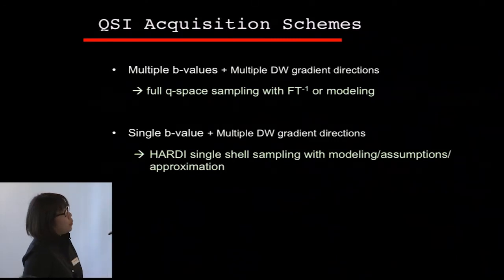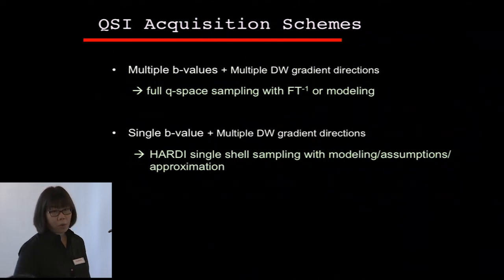There are two kinds of acquisition schemes for Q-space imaging. One is multiple B values and multiple diffusion weighting directions. In this method, we can acquire the full Q-space and just use a direct inverse Fourier transform, or we could fit the whole Q-space data to some sort of model. Some people do Q-space imaging using a single B value at multiple directions. Usually, this will be at a somewhat higher B value than 1,000, and this is equivalent to HARDI single shell sampling. In this kind of experiment, the data processing has to include some modeling assumptions or approximations.